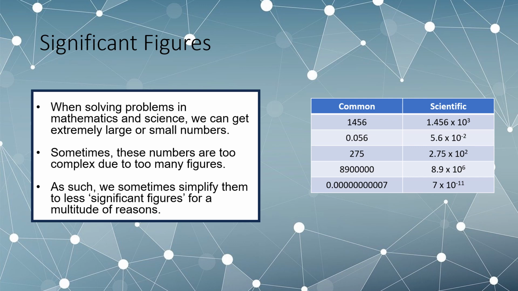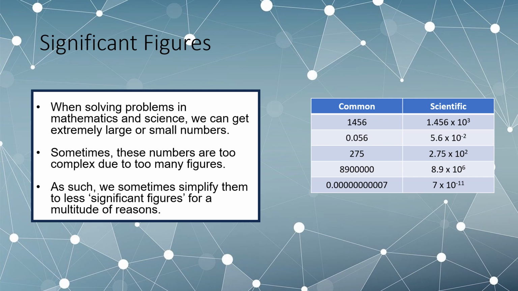Something might weigh 1.46649628 grams. However, if we weigh it on a set of scales, it's only going to tell us those first 3 numbers, meaning to us, that's how many significant figures are there.